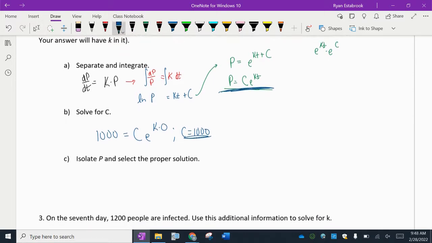We've already done a lot of this work for letter C. And again, doing it early was better than doing it later, quite honestly. So it says isolate P. We have that. And select the proper solution. So now we know that P, the number of people that are infected, is equal to 1,000 times e to the KT. So we have a better equation than before. We know C, and what's going to happen very frequently is when we have an equation like this, the capital C value is going to be your initial condition. At t equals 0 at the very beginning, this is kind of like a y-intercept, if you will. That's going to be your initial condition.